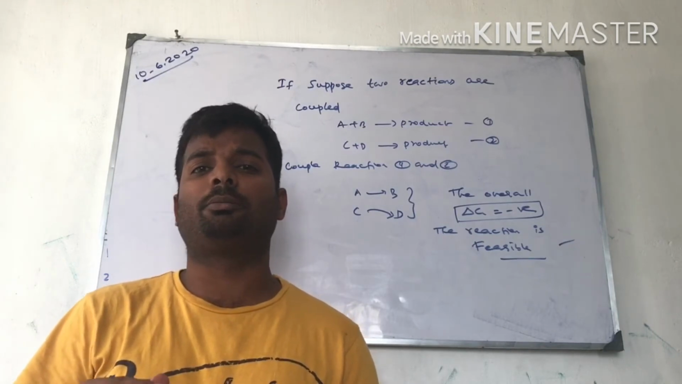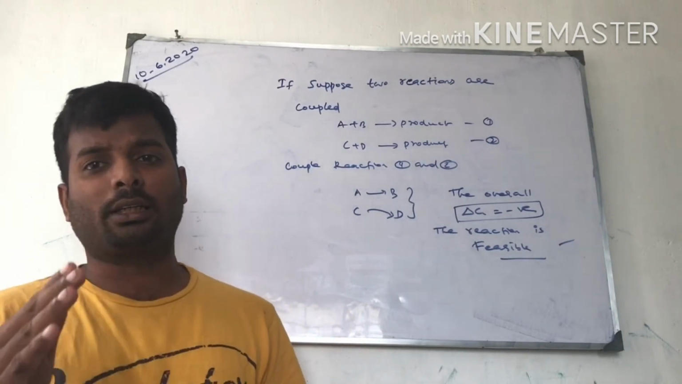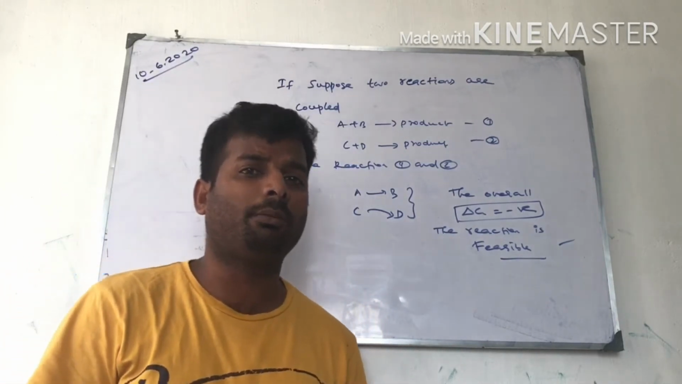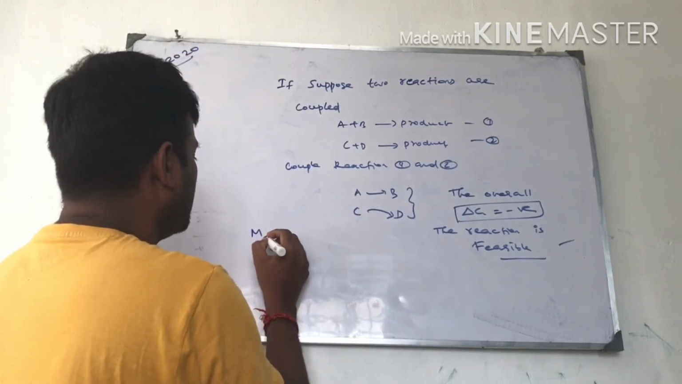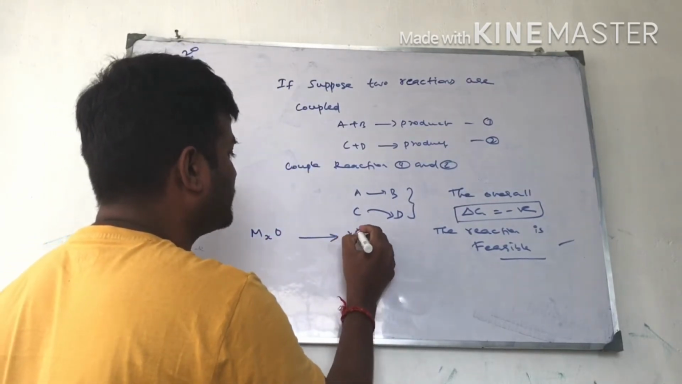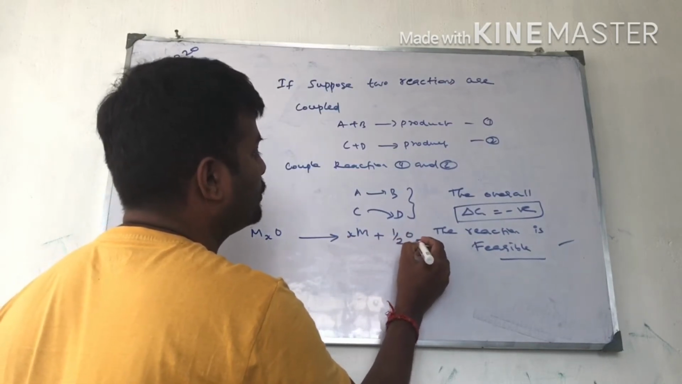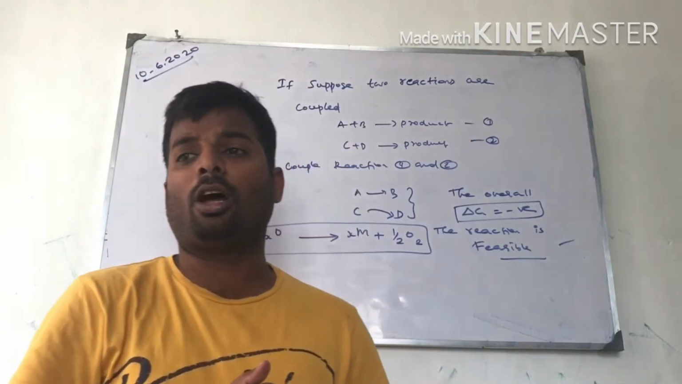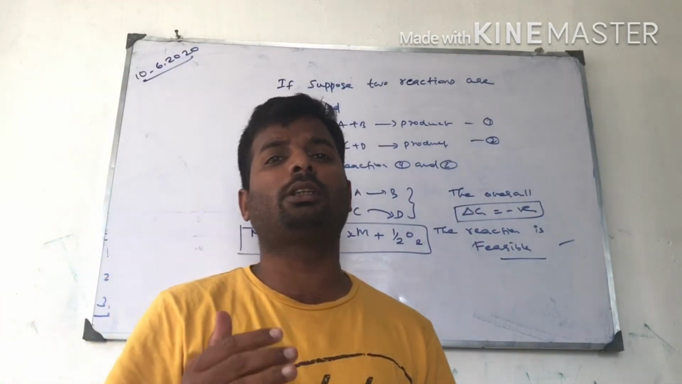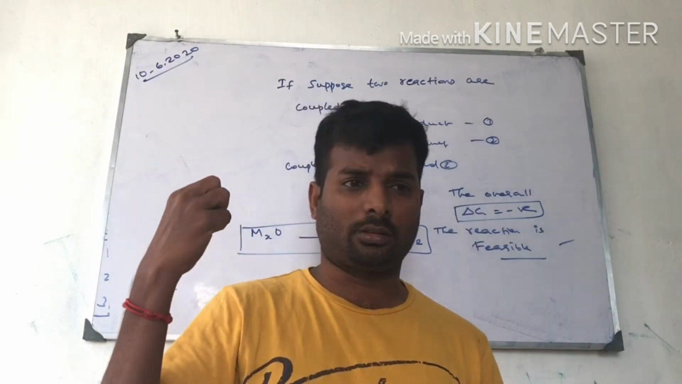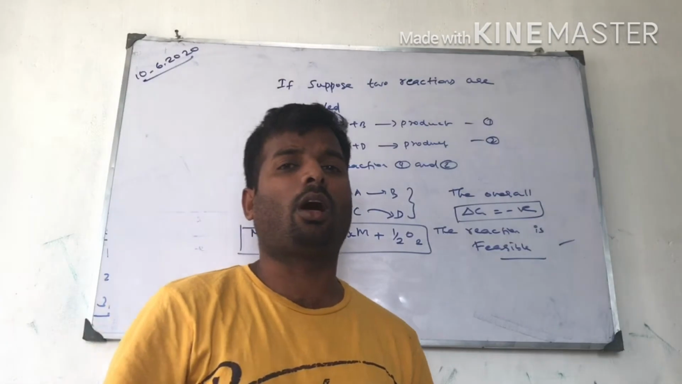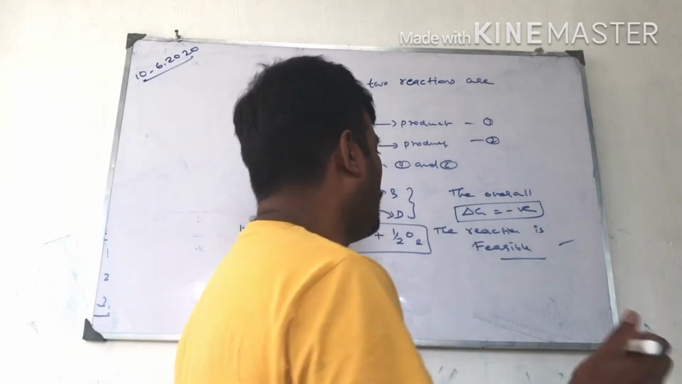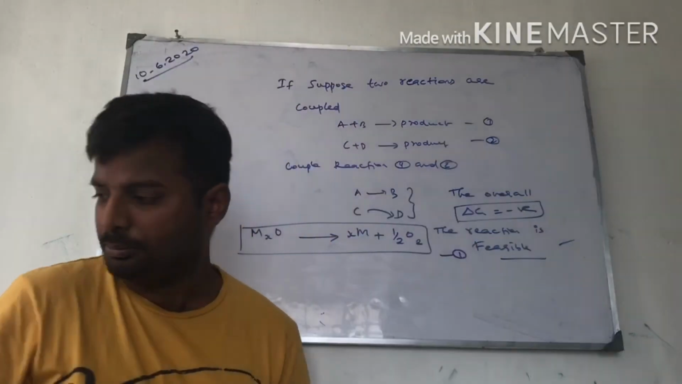In the metallurgical process, metal oxide gets converted into metal by using a suitable reducing agent. For example, MxO gets reduced to give x moles of M and half a mole of oxygen. This is reduction. During the reduction, the metal oxide gets decomposed and the oxygen liberated is taken off by the reducing agent. Normally carbon and carbon monoxide are used as suitable reducing agents. Now I am going to draw the reactions.